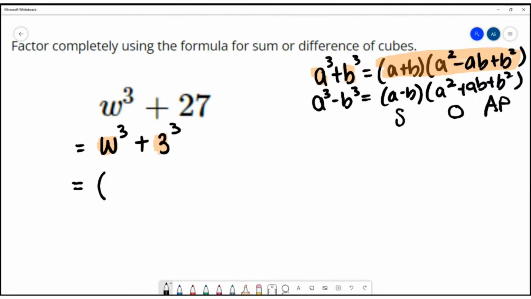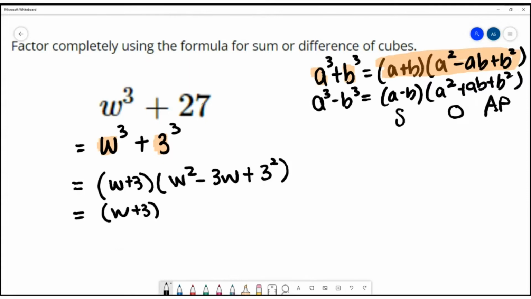So following that pattern, we have a plus b, w plus 3, a squared, that's w squared, minus ab, that's minus 3w, and plus b squared, plus 3 squared. So simplifying that, we'll have w plus 3 times w squared minus 3w plus 9. So we factored w cubed plus 27 to be w plus 3 times w squared minus 3w plus 9.